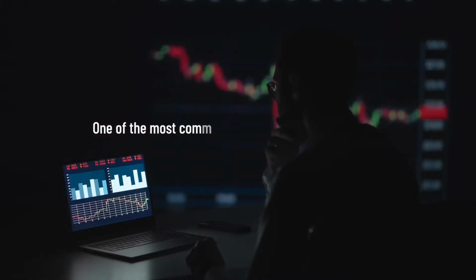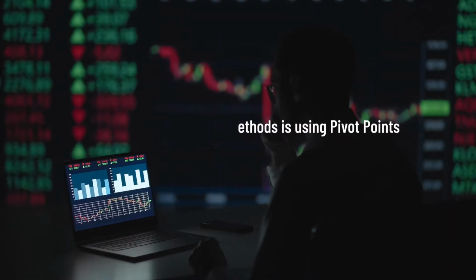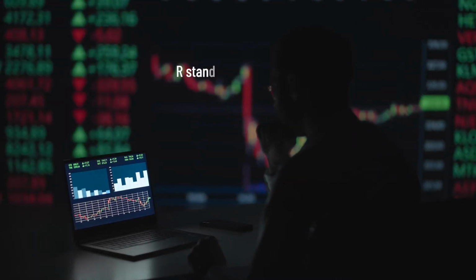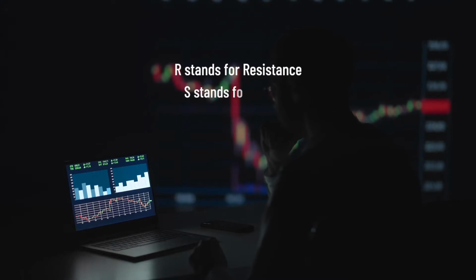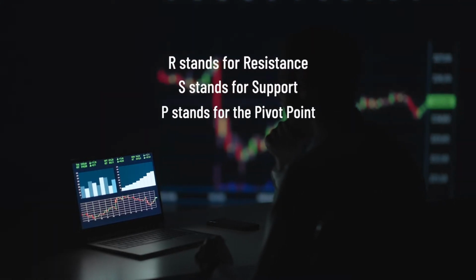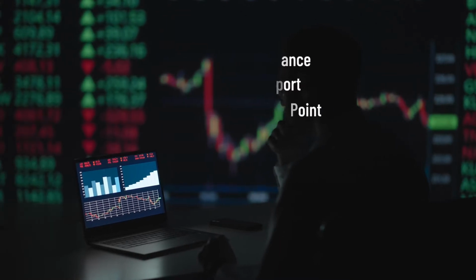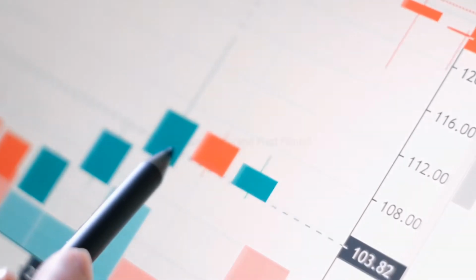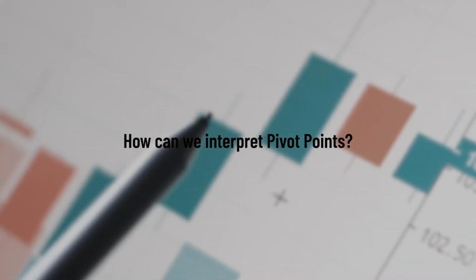One of the most common methods is using pivot points, and here we take a look at how to interpret these technical tools. For pivot points, the R stands for resistance, the S stands for support, and P stands for the actual pivot point. There is no need to calculate where these pivot points go on the chart because most charting software today allows us to plot them as an indicator. So how can we actually interpret pivot points?